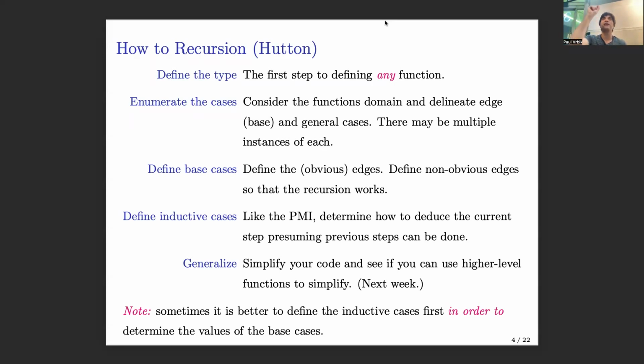Define the base cases. For every edge case that we've delineated, we're going to have to specify what happens on that edge case. Define the inductive cases. So like the principle of mathematical induction, determine how to deduce the answer, assuming that your function is already returning the answer on some smaller input. This has always been the name of the game. I've been screaming at you guys: just assume it's working. Assume your function is working on smaller input and ask yourself, how can I use that to construct the answer at this level? And then generalize.